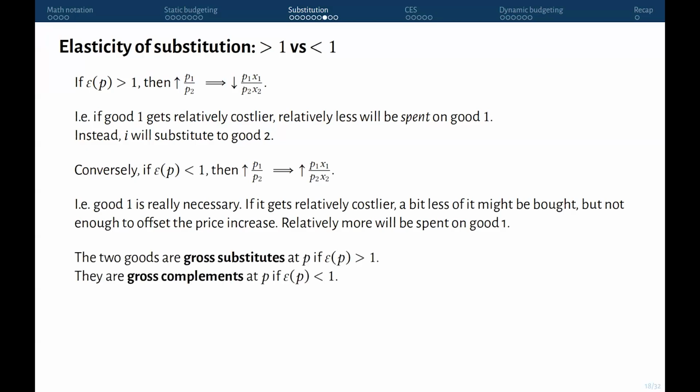Because this is such an important threshold, we have terms for being on one side or the other. We say that two goods are gross substitutes at some price vector if the elasticity of substitution between them is greater than 1 there, and gross complements if it's less than 1.